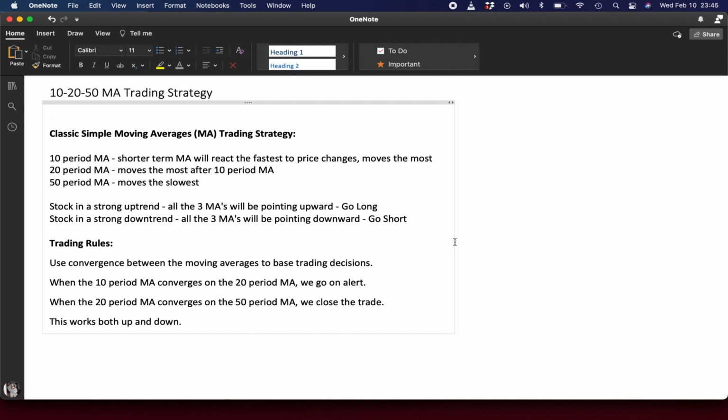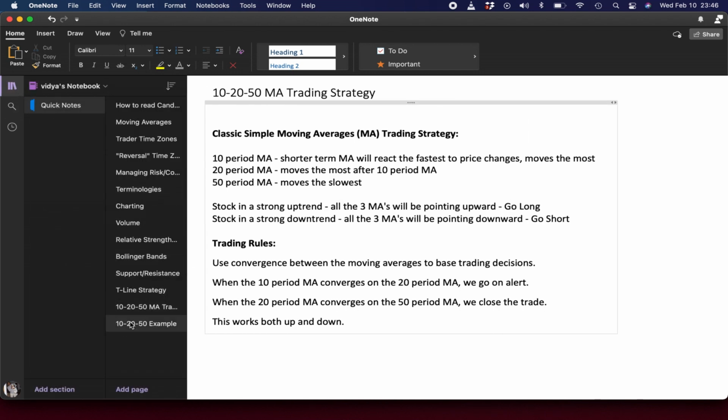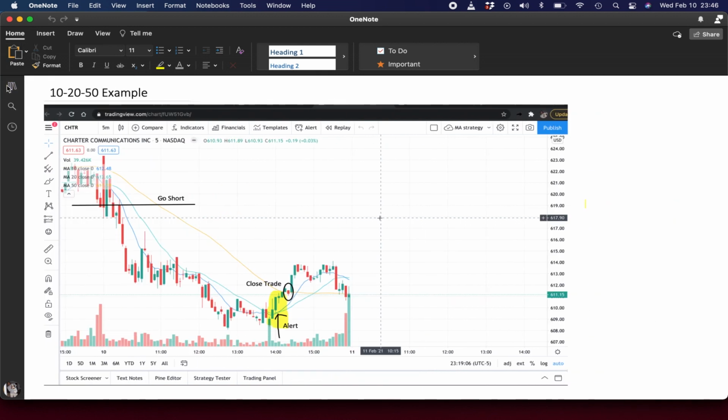So the trading rules are simple. When the 10 period moving average converges on the 20 period moving average, then we go on alert. And when the 20 period moving average converges on the 50 period moving average, we close the trade. Again, this works both up and down. As an example, let's see this chart on a 5-minute time frame intraday that I pulled as an example.